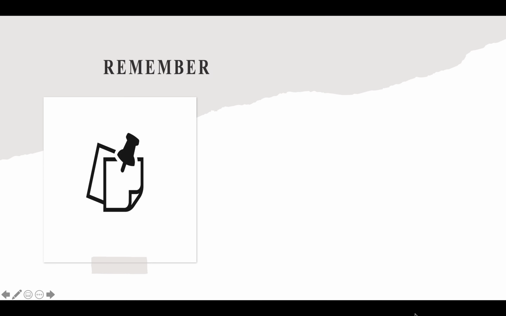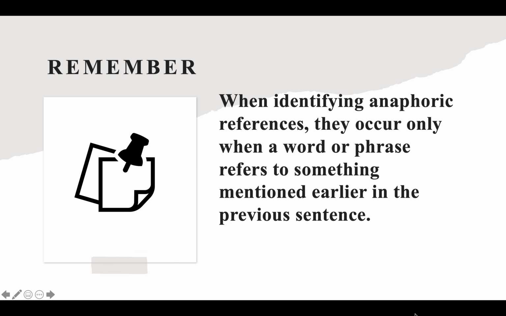Let's remember, when identifying anaphoric references, they occur only when a word or phrase refers to something mentioned earlier in the previous sentence. Hope you got it.